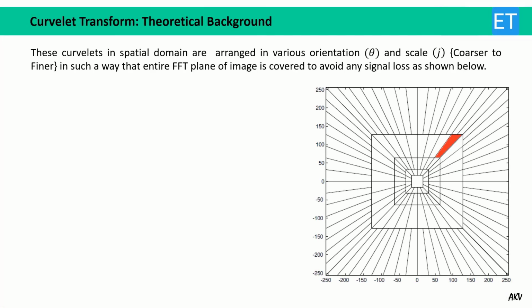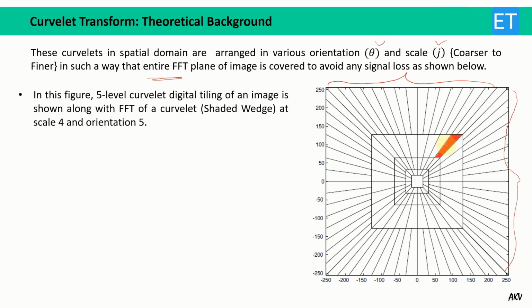So actually these curvelets in the spatial domain are arranged at various theta and various scales j, that means from coarser to finer, in such a way that the entire FFT, that means the Fourier transform spectrum of your image, row-wise and column-wise, is covered. So all the curvelets in the spatial domain are arranged in such a way that this entire spectrum is covered by these frequency wedges. That means one frequency wedge corresponds to one curvelet in the spatial domain, as you have seen in the previous slide.